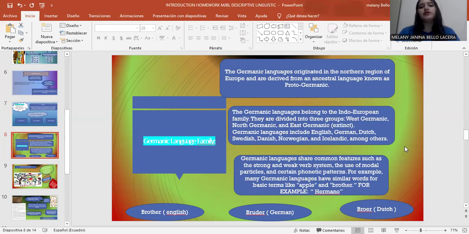The Germanic languages include English, German, and Dutch, and they share common features such as the strong and weak verb system, the use of modal particles, and certain phonetic patterns. For example, many Germanic languages have similar words for basic terms like apple and brother. I'm going to give an example with the word hermano in Spanish; in English, it is brother, in German it is Bruder, and in Dutch it is broer.